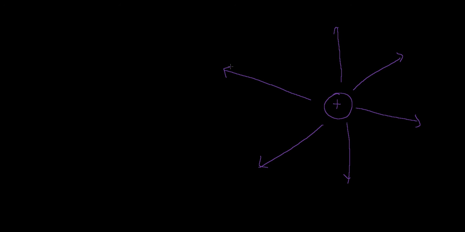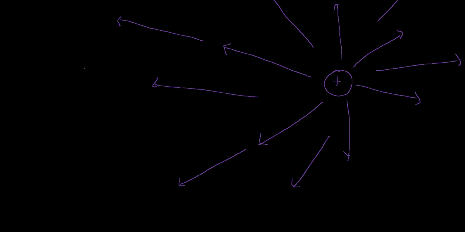So there are lots of vectors here in space. For every point in space we have a vector pointing outwards from the charge. And this means that if we put another charge here, let's call this charge Q, and let's call this charge Q1. If we put a charge here, this charge is going to exert a force on this charge in this direction.